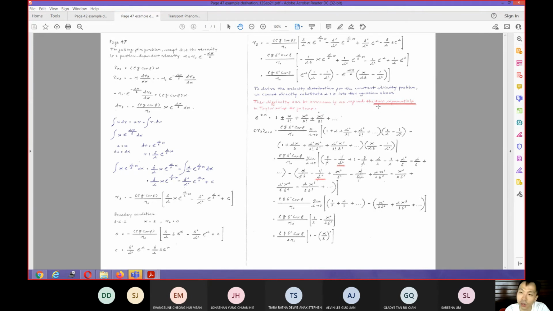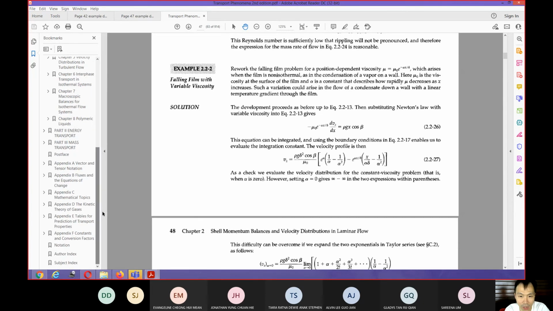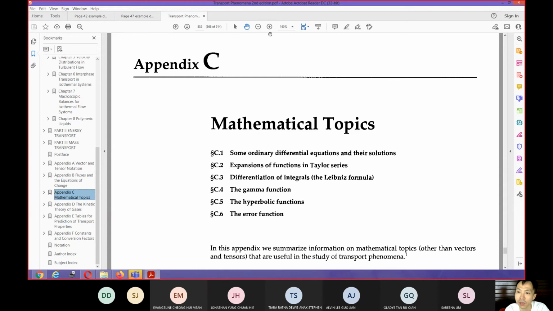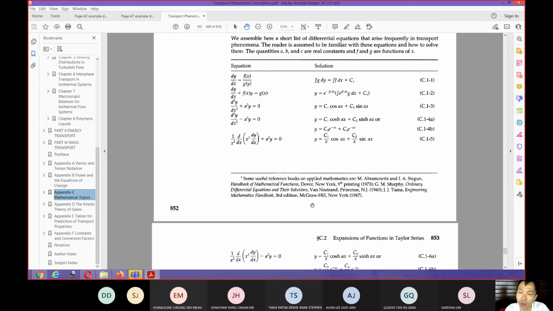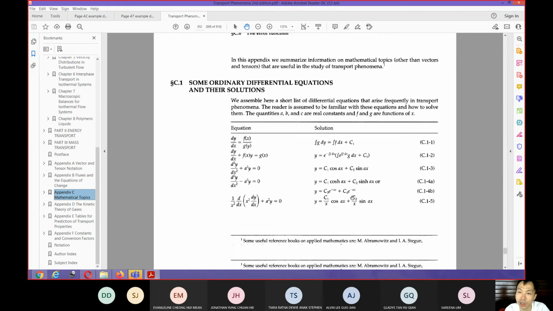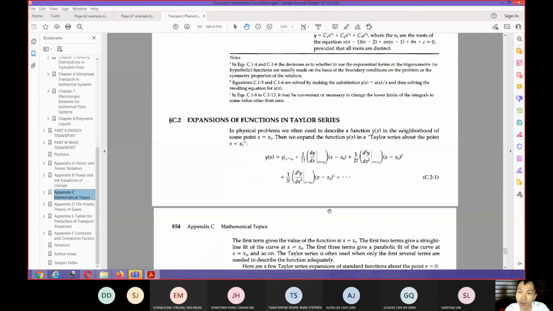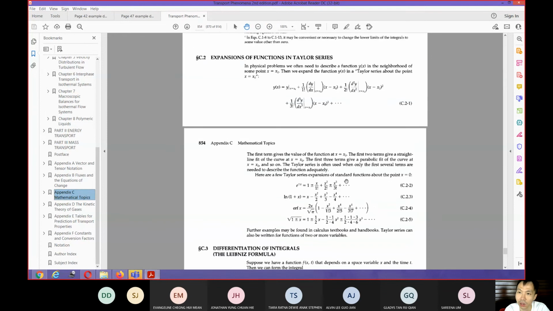what is the solution? The solution is that you can expand the exponentials in the Taylor series. Okay, that is something that is described also in Appendix C, if I'm not wrong. So you have this expansion of functions in the Taylor series. Okay, and as you go into your process control later on, when you linearize your systems, you can use this so-called Taylor series expansion. Okay, so these are something that you can use in this Appendix C2.